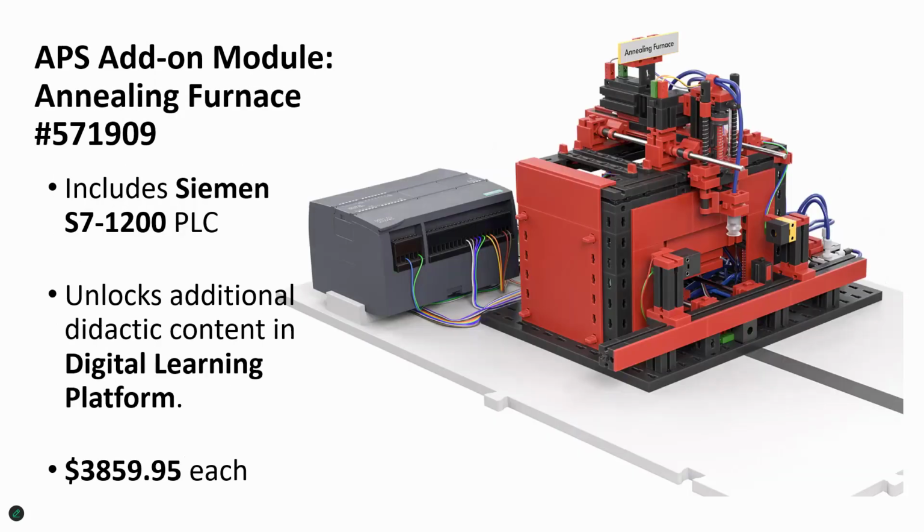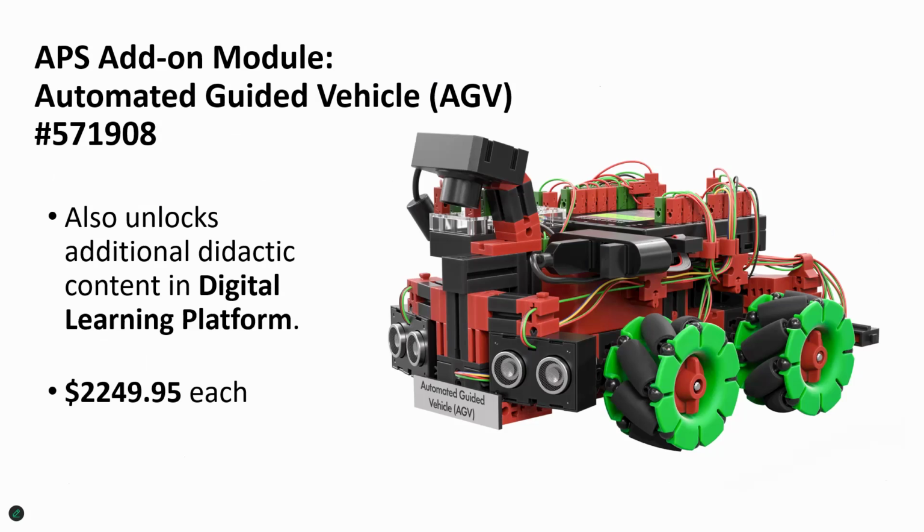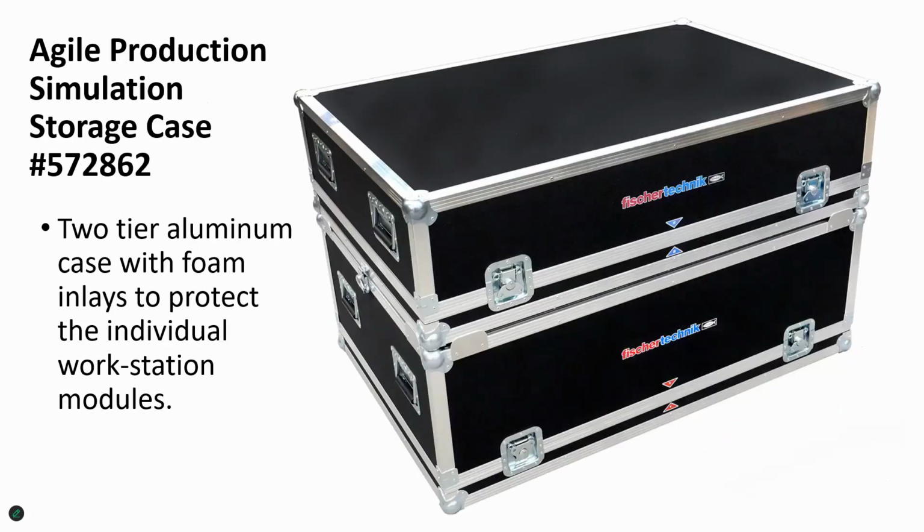The add-on modules. The annealing furnace includes, again, the Siemens S7 1200 PLC pre-wired to the model. It unlocks additional didactic content, again, in the digital learning platform, and the cost for this module is $3,859.95. The additional automated guided vehicle, the AGV, again, which also unlocks additional didactic content in the digital learning platform, has a cost of $2,249.95 per unit.